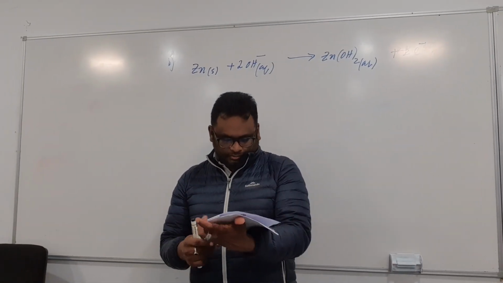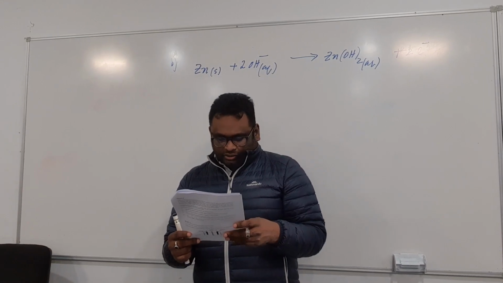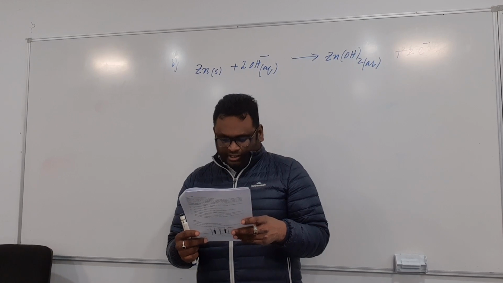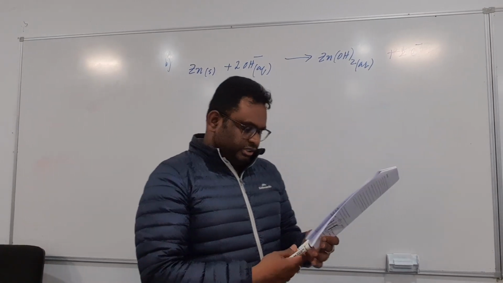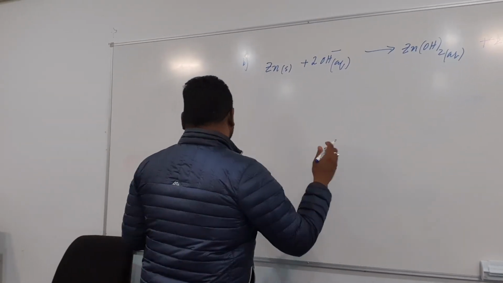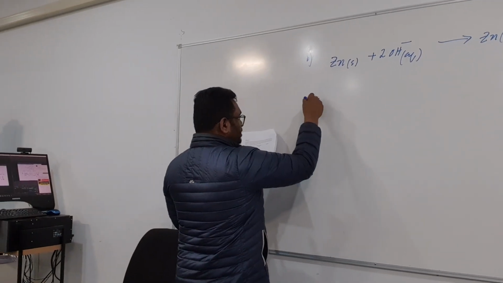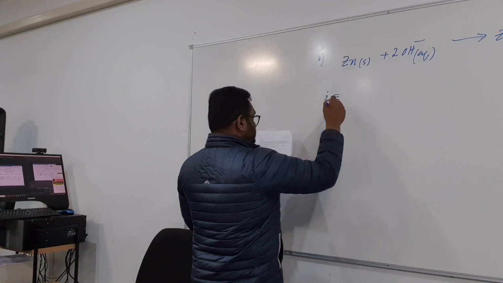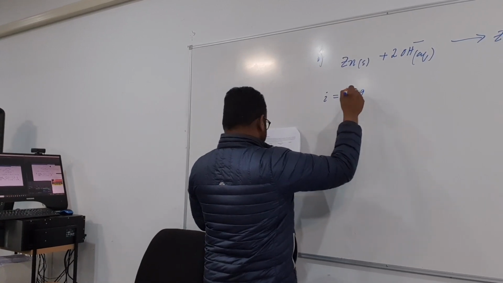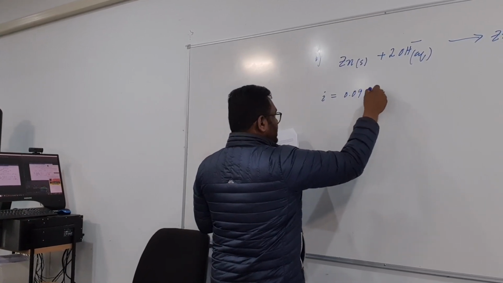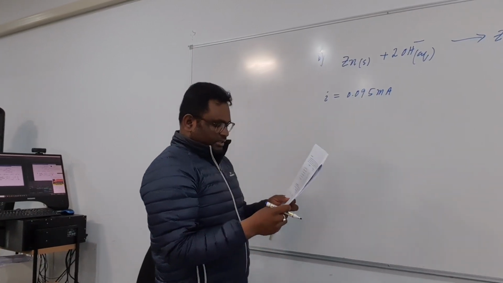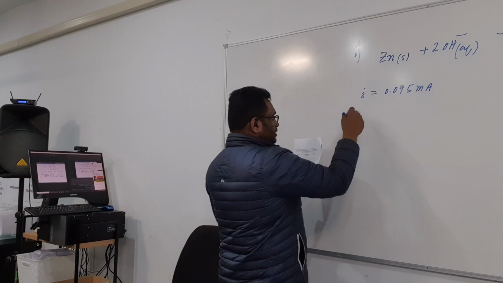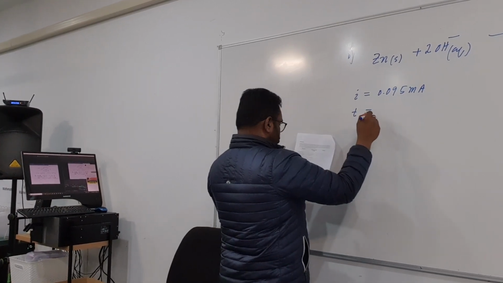So this question says, if the hearing aid draws a continuous current, so the current is given to you. Understand all of these details. Current is given to you, I is 0.095 milliamperes. Then they have given to you the time, 12 weeks.